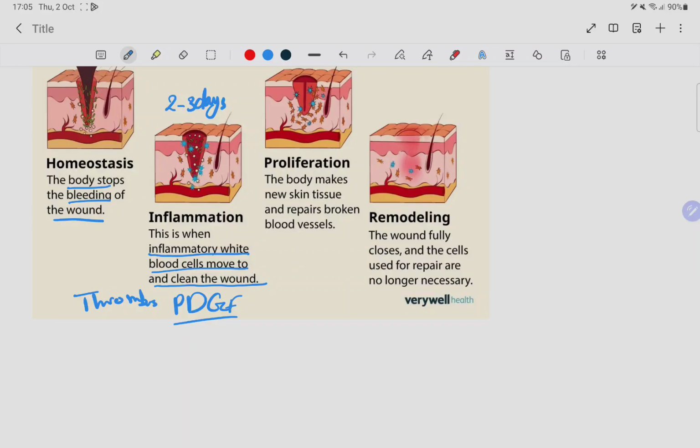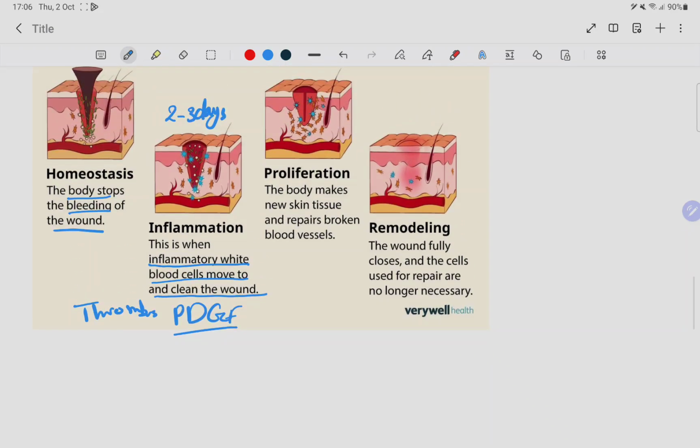Let's talk about the macrophage, which is a mononuclear leukocyte. Macrophages are essential for normal wound healing, and wounds depleted of macrophages heal slowly. They debride tissue and remove microorganisms. This is the mononuclear.